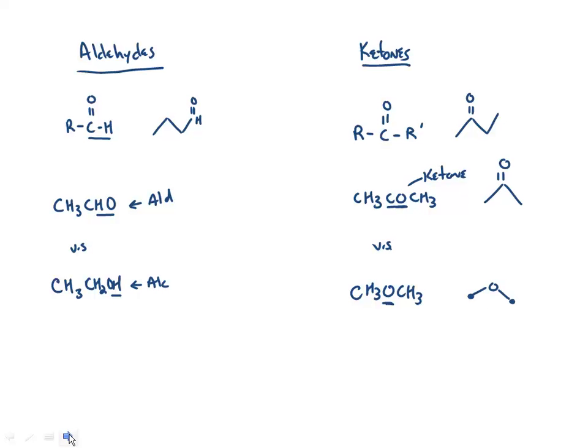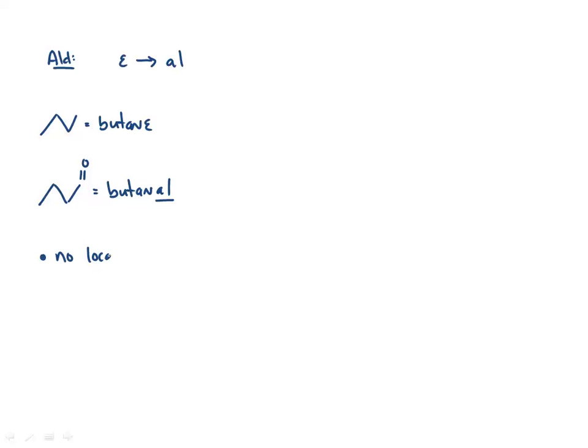So for naming them, the only new naming rule we have is for aldehydes, we change the end to -al. So for instance, if I had just butane, then all I'm doing, if I throw an aldehyde functional group on that, is butanal. Meaning I changed that E at the very end to an Al. Or we'll even write it like that. E goes to Al. And notice that there is no location. And that's because it's always at the end of the molecule.